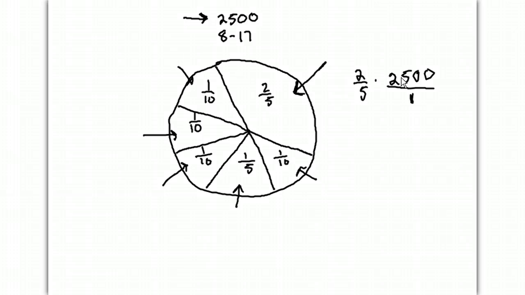And you know that 2,500 and 5 relate. So if you divide it, 5 goes into 2,500 a total of 500 times. So this will cross out, turn into 1, and 5 goes into 2,500 500 times. So what you end up with is 2 times 500. And when you multiply those two numbers together, that gets you 1,000.